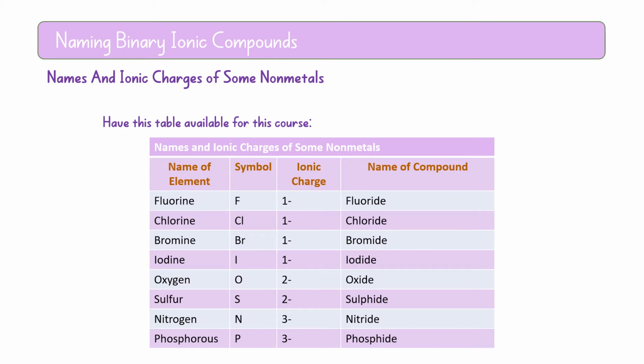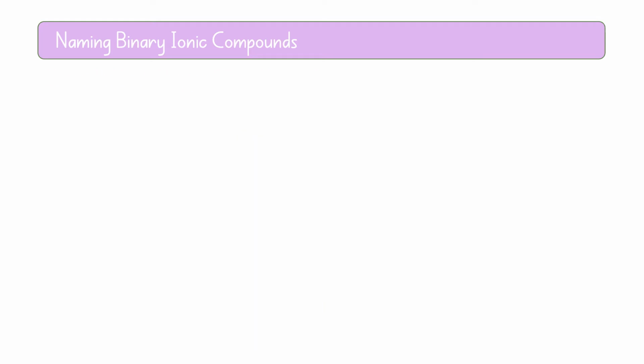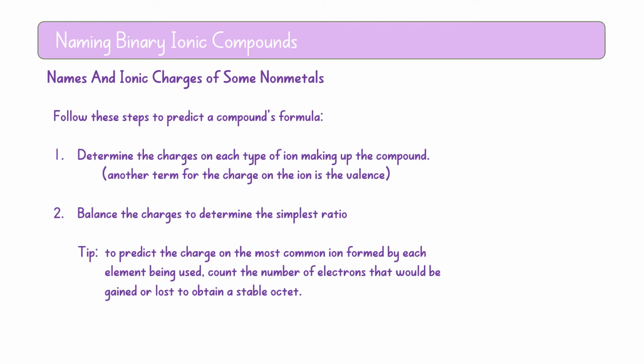Have this table available for this part of the course. Follow these steps to predict a compound's formula. Number 1, determine the charges on each type of ion making up the compound. Another term for the charge on the ion is the valence. Number 2, balance the charges to determine the simplest ratio.